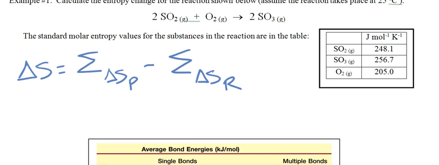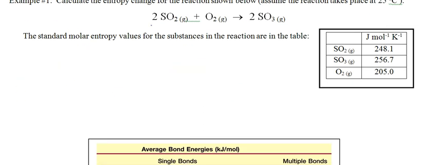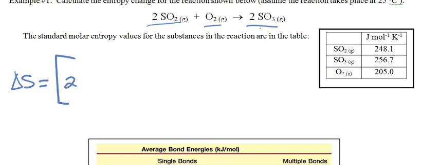So what we're going to do is we're going to look at our balanced equation here. So we have two reactants and we have one product. So when we do this calculation, we'll do delta S. And again, we're going to take all the products, and we have two sulfur trioxides, and each one of those has a value of 256.7. And the units on this are in joules per mole Kelvin.